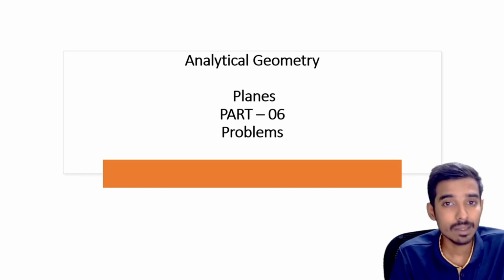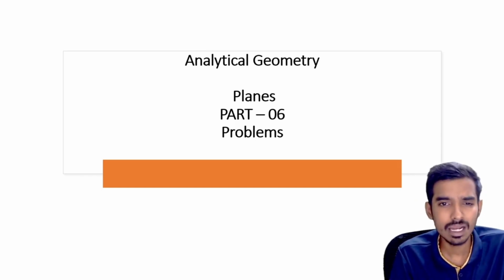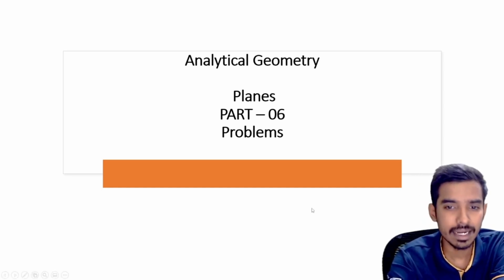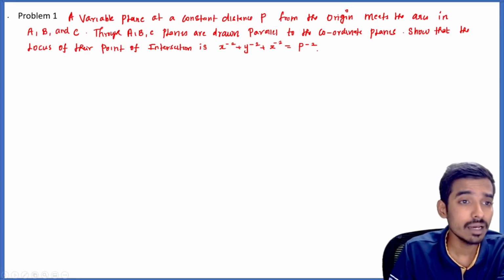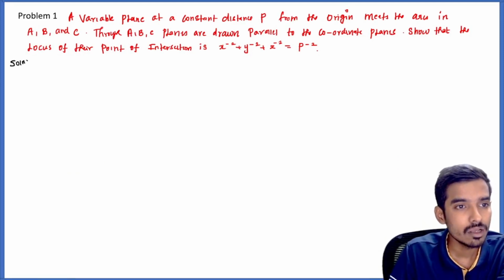All these 7 problems are very, very important. All are miscellaneous problems based on part 1 to part 5. So we'll directly get into the problem. All the problems are very, very important.